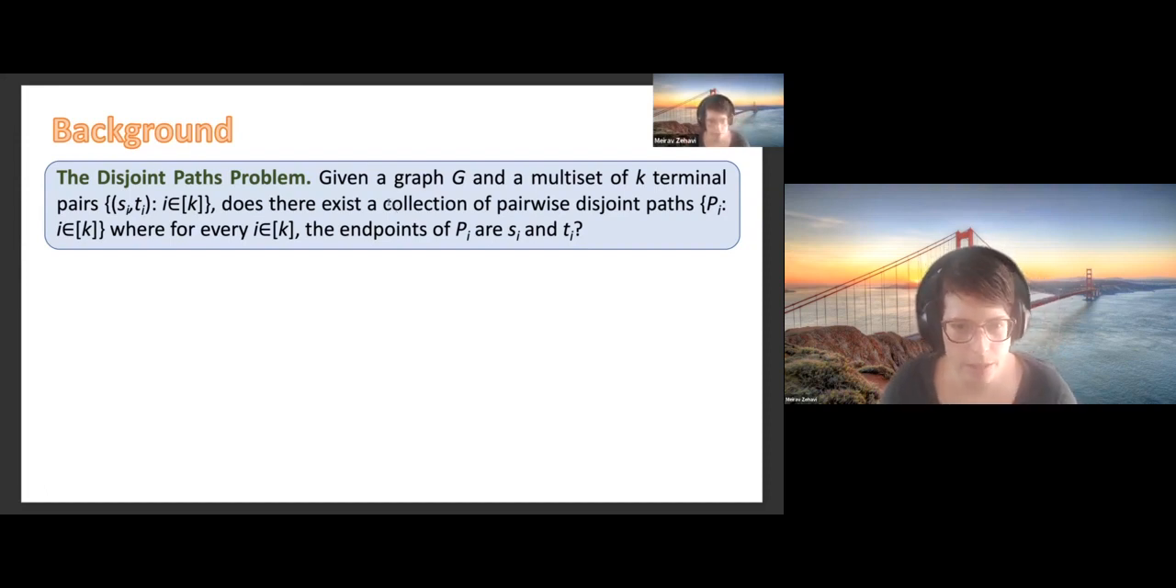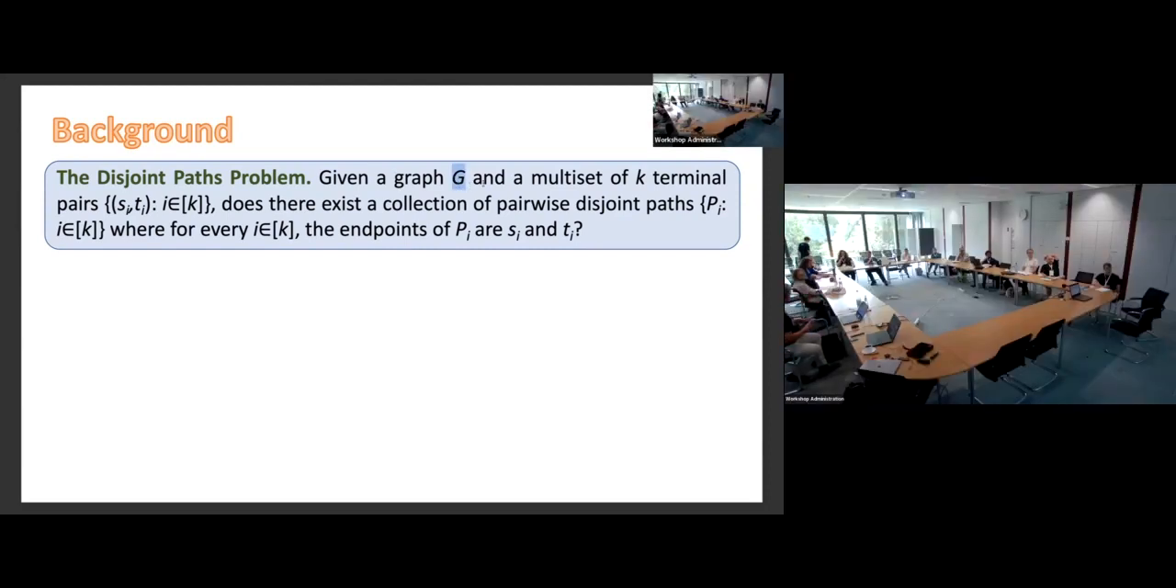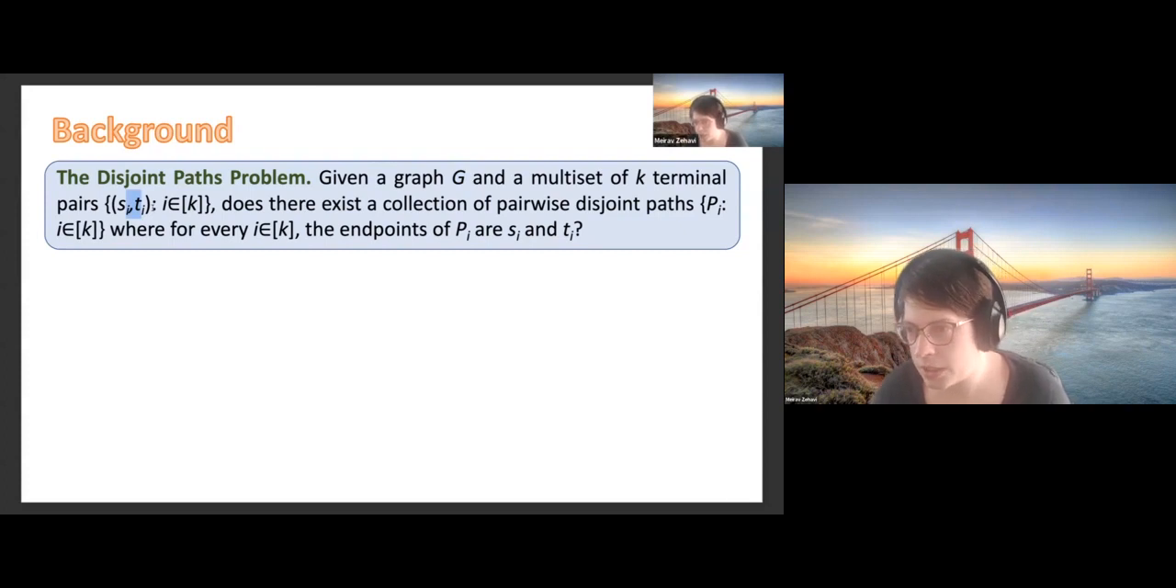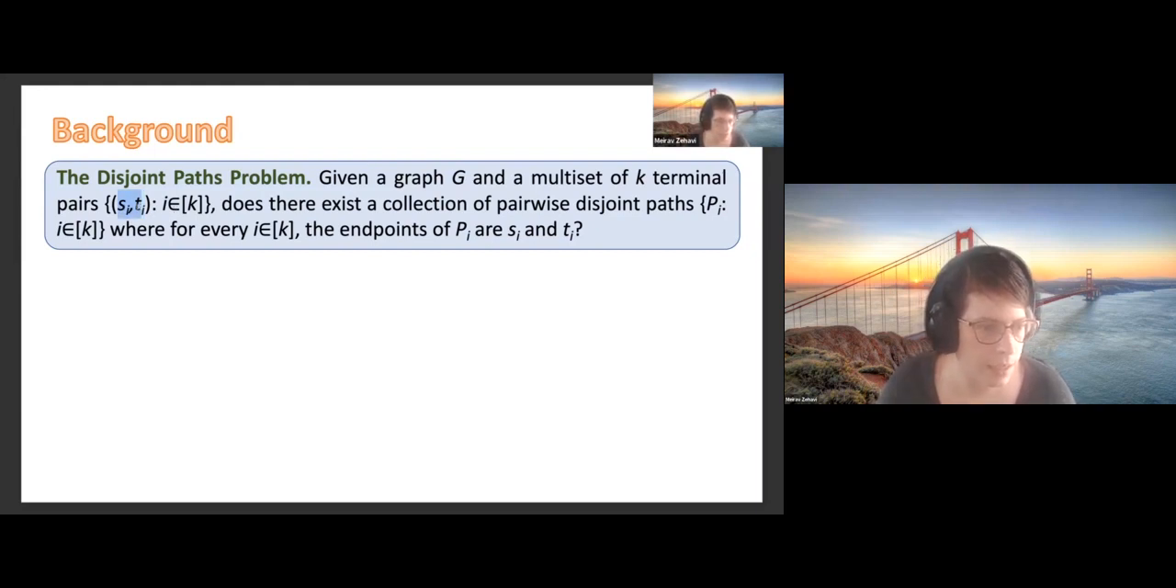This is a very fundamental and famous problem. We are given a graph G, undirected or directed, and we have K terminal pairs, s_i, t_i. These are just pairs of vertices in the graph that we call terminals. This is a multiset, and the objective is to connect them with vertex disjoint paths, and we need to decide whether we can do this or not. That means that for every terminal pair s_i, t_i, I want to find a path P_i that connects s_i with t_i, and all of these P_i should be vertex disjoint. You can also look at the edge disjoint version, but here we consider vertex disjoint.